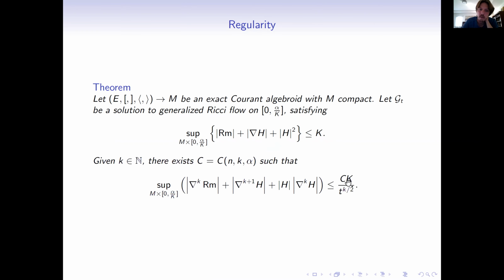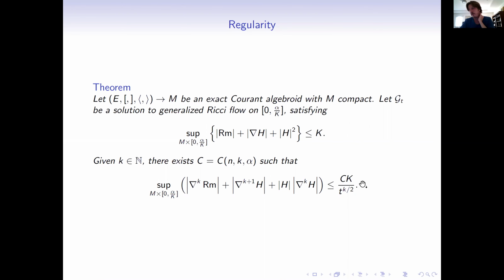Then the conclusion is that every higher order quantity is bounded in a certain sort of scale invariant way. So given some k, there exists a constant C_k depending on the dimension, k, and this extra parameter alpha, so that the kth derivative of Riemann curvature and the (k+1)th derivative of H, and then this kind of mixed quantity, norm H times the kth derivative of H, is bounded above by C_k divided by t to the k over 2.